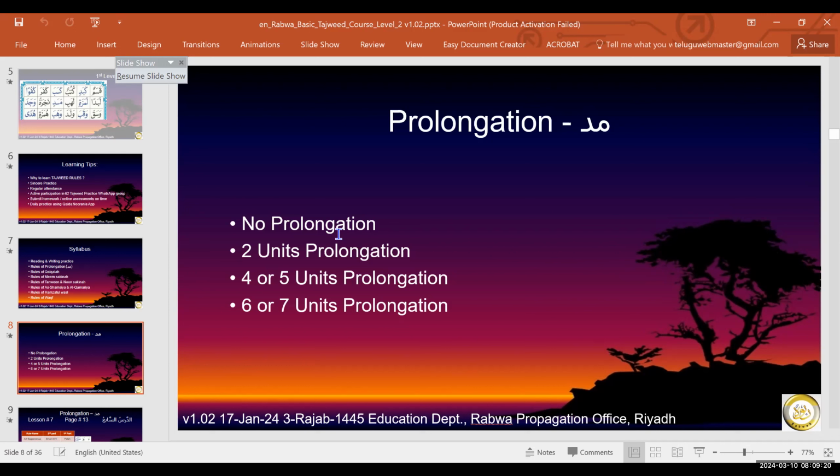So if it is a 2 units prolongation, you close 2 fingers one after another, not simultaneously. 4 or 5 units means you close 4 or 5 fingers one after another. The same thing for 6 or 7 units prolongation.